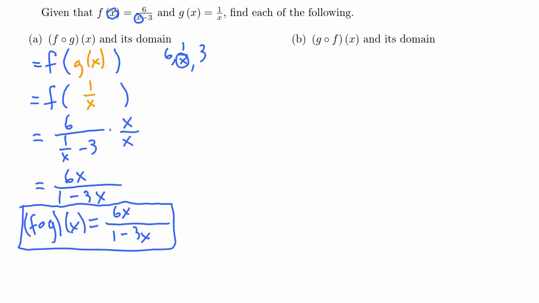Fantastic. Again, I'll look at the domains here in a second. If you look at B, we have g composed of f of x. What we get from this is that this means g of the f of x function. And again, working from the inside out, this means g of whatever f of x is, which is 6 divided by x minus 3.